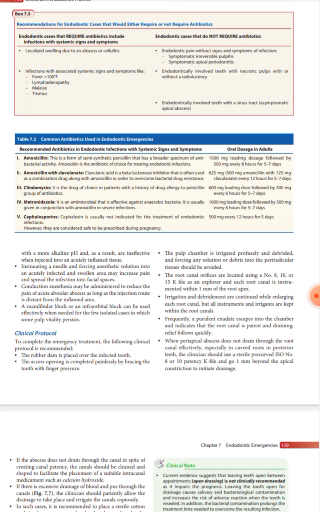लोकल स्वेलिंग हो गया है, लोकलाइज्ड स्वेलिंग हो गया ड्यू टू एब्सेस और सेलुलाइटिस. Endodontic pain है without signs and symptoms. Infection. Symptomatic irreversible pulpitis. Symptomatic apical periodontitis. Irreversible pulpitis होगा या apical periodontitis होगा.